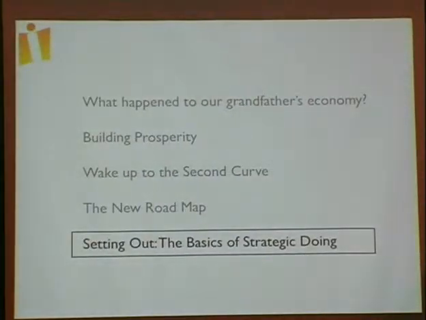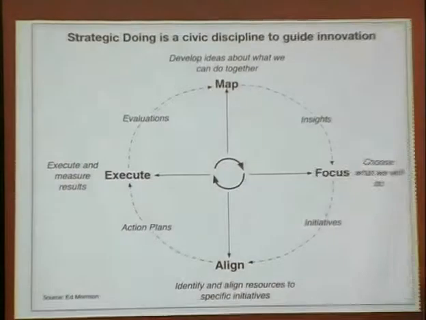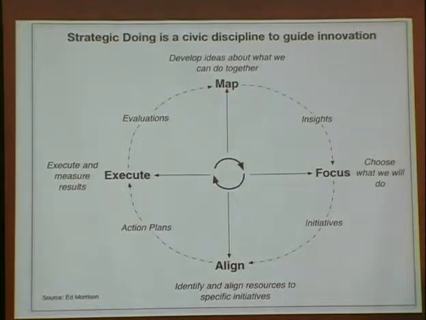So let's talk about the basics of starting out. What is that? Strategic doing. This is the civic discipline. It's a four-step process. The first step is to figure out what our assets are, what we could do together, how we could collaborate. The only reason I'm here is to figure out how I might collaborate with 1, 2, 3, 4 of you, figure out how we might work together.